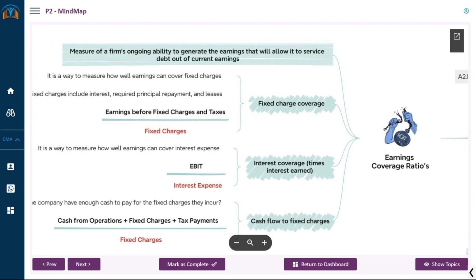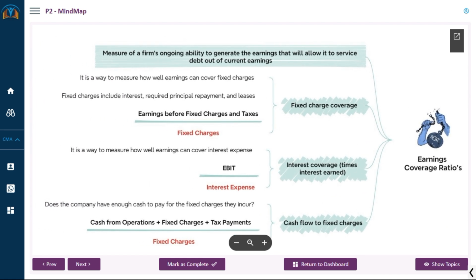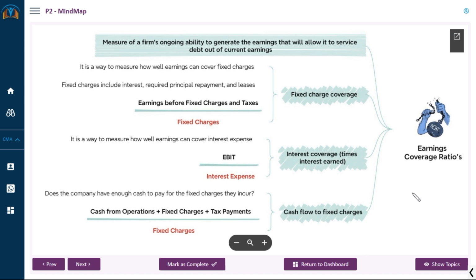So what is the earnings coverage ratio? It measures the firm's ongoing ability to generate the earnings that will allow it to service debt out of current earnings. For example, can your earnings cover your fixed charges, or your interest expense, or not? In the earnings coverage ratio, we have the fixed charge coverage ratio, the interest coverage ratio, which is also known as the times interest earned ratio, and cash flow to fixed charges.